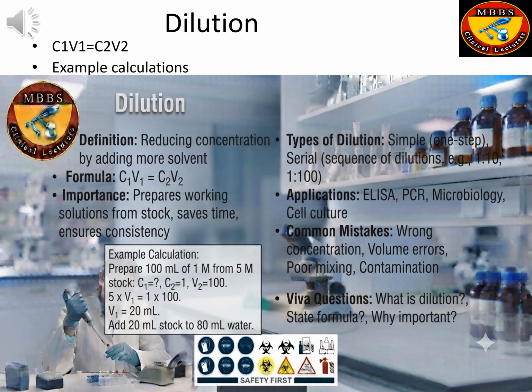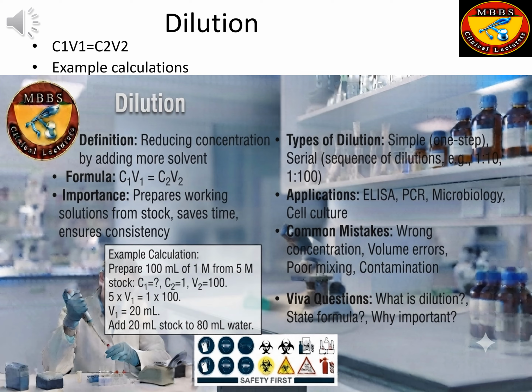Example calculation. Suppose you have a 5 M NaCl stock solution, and you need to prepare 100 milliliters of a 1 M solution. Using the formula C₁V₁ equals C₂V₂. 5 times V₁ is equal to 1 times 100. V₁ equals 20 milliliters. Take 20 milliliters of the stock solution and add distilled water until the total volume reaches 100 milliliters.